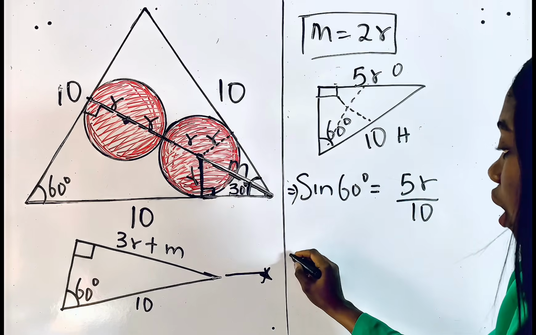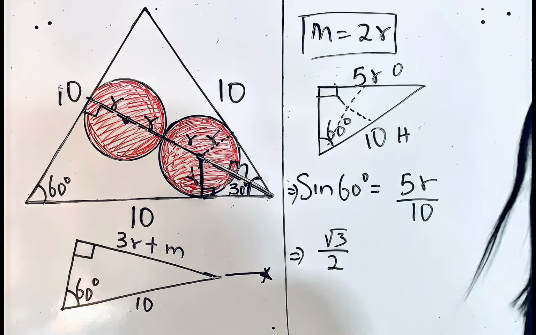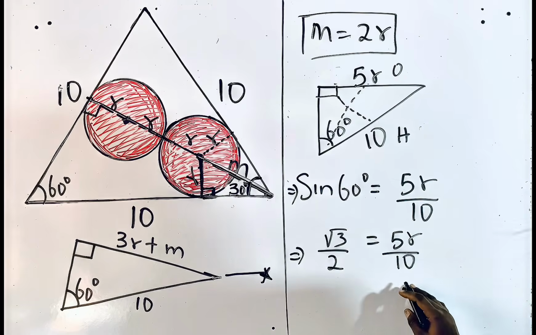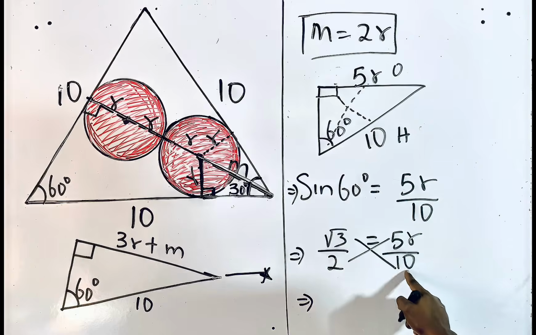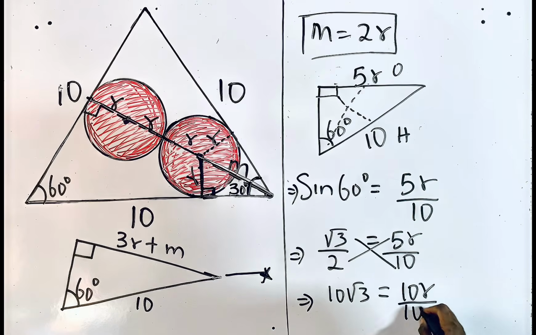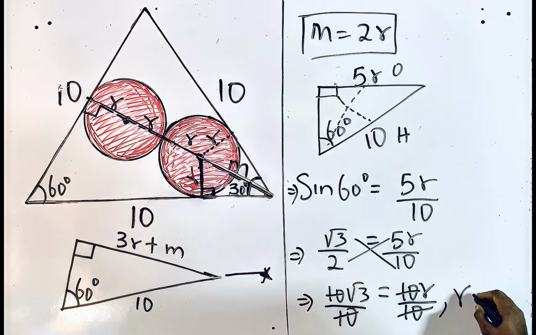Now we have it also that sine 60, you know, is root 3 divided by 2, which is equal to 5r divided by 10. And what do we do? Quickly cross multiply. This times this gives us 10 root 3, is equal to, multiply this, it gives us 10r. Our target is to get r. Divide both sides by 10. This cancels, this cancels. And what did you observe? You see that our r is given as root 3.